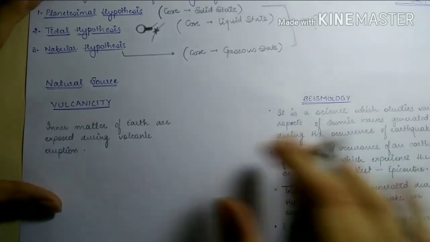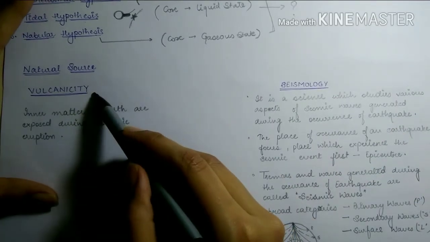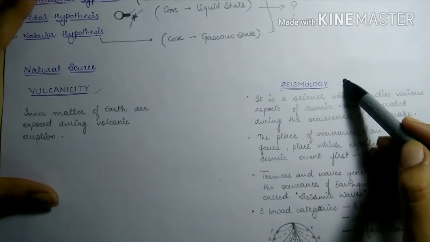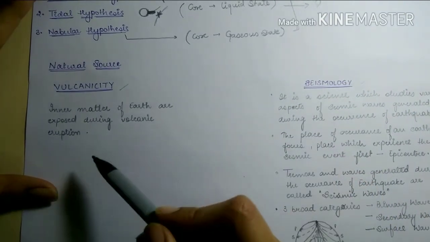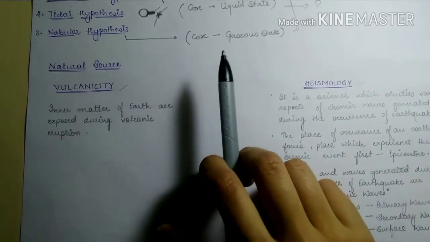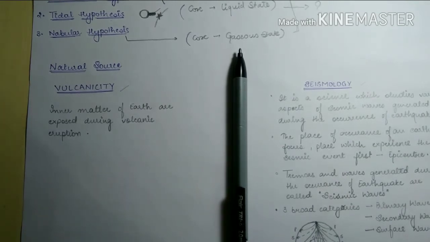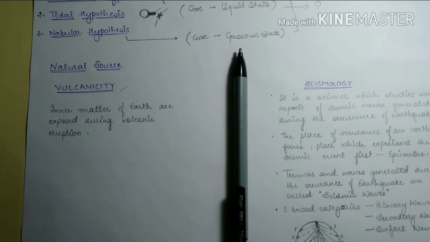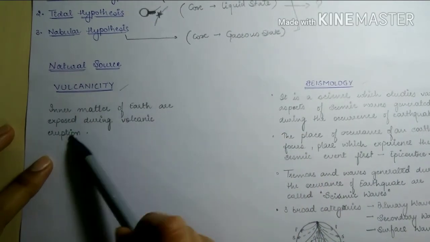Now next comes our natural sources. Natural sources are two: first is volcanicity and second is seismology. What exactly is volcanicity? It is a process of eruption of volcano. What happens in volcanicity? We can know what matters our earth's interior consists of. The inner matters of the earth are exposed during volcanic eruption.